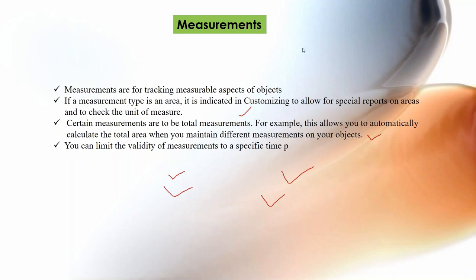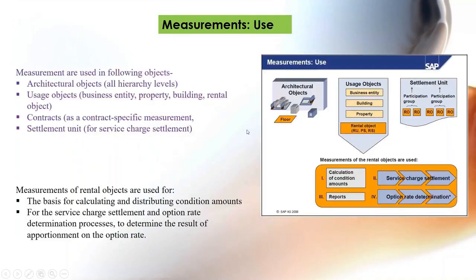Okay, next is measurement use. Measurements are used in the following objects. So you can use an architecture object, you can maintain the details of measurements in architecture object. All hierarchy levels, whatever hierarchy you are defining, it's up to you. In architecture object you have this architectural hierarchy as per your business requirements. So in all the levels you can maintain the measurement.